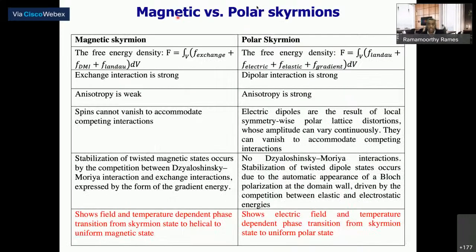If you compare magnetic versus polar skyrmions, the free energy density, of course, has the exchange term. The Dzyaloshinskii-Moriya term is very important. In the case of the polar skyrmion, there is no Dzyaloshinskii-Moriya. It is these two terms, the electric and the elastic terms. And so there are some things which are very similar. Anisotropy, for example, is very strong in skyrmions. It's typically not strong in magnets. So it is this interplay between various energy scales that are really important.